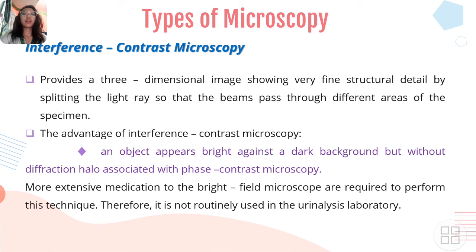Interference contrast microscopy provides a three-dimensional image showing very fine structural detail by splitting the light rays so that the beams pass through different areas of the specimen. The advantage of interference contrast microscopy: an object appears bright against a dark background but without the diffraction halo associated with phase contrast microscopy. More extensive modifications to the bright field microscope are required to perform this technique. Therefore, it is not routinely used in the urinalysis laboratory.